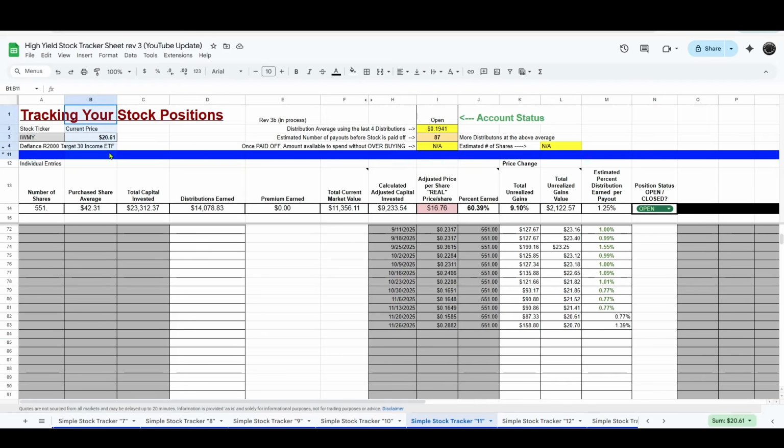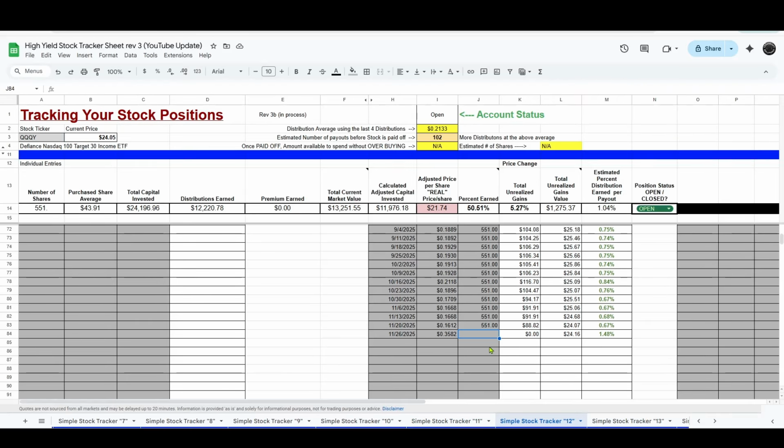But I'm giving myself plenty of buffer if IWMY at 20.61 decides to come down. I now have almost $4 of buffer, right? And that's what I mean by playing the defense on these high yield ETFs, because I want to use these for income in the future, but I don't want my money tied up in it, right?